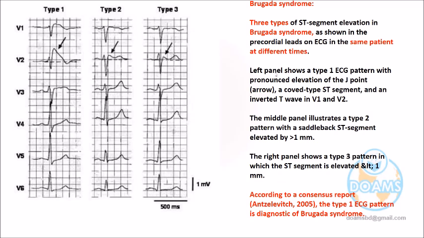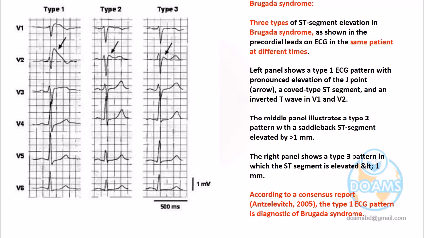The type 1 ECG pattern has a pronounced elevation of the J point, you see, the J point is pronounced, plus a coved-type ST segment. There is a cove, with J point elevation just above here, and an inverted T wave in V1 and V2. So you will be confused with myocardial infarction here.